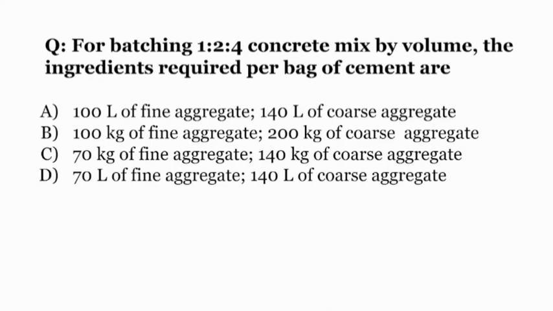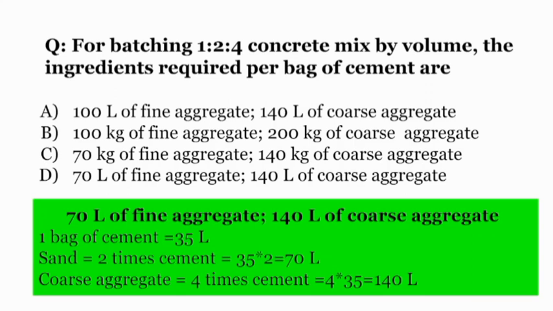The correct answer is option D, 70 liter of fine aggregate and 140 liter of coarse aggregate. You see, one bag of cement is 35 liter. So sand that is double the cement will be 70 liter, and coarse aggregate will be 4 times cement content, that is 140 liter.